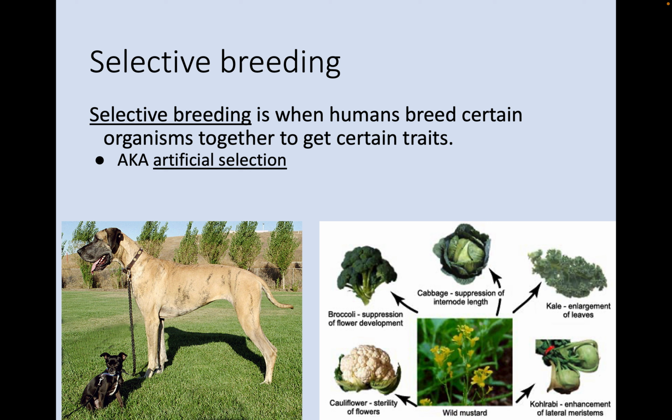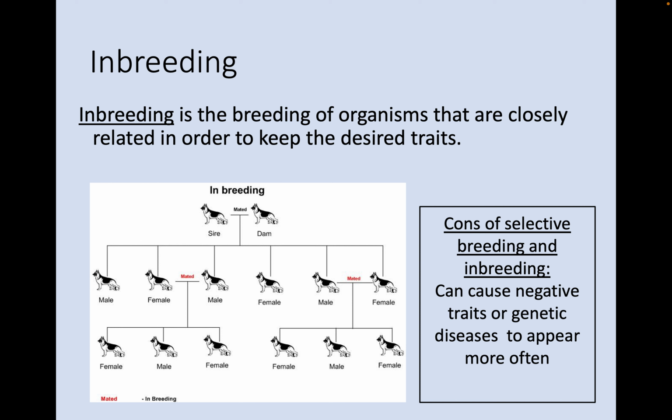Another word for this is artificial selection. When we get to Unit 2, we're going to see natural selection. So artificial selection is when humans select things.